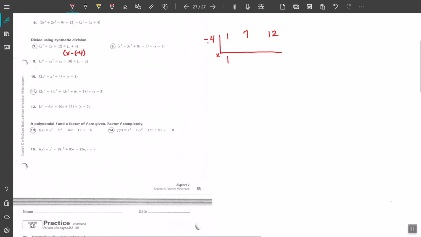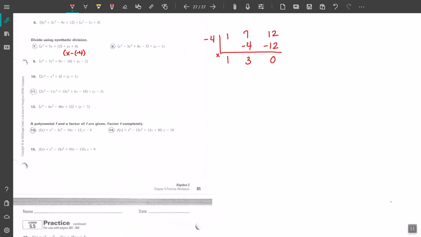So now I'm ready to start. Negative 4 times 1 gives me negative 4. I'm going to stick that under the 7. And I'm adding these up. So 7 and negative 4 give me positive 3. I'm going to go back, do the same thing. Negative 4, go around the corner, multiply by 3. That gives me negative 12. And when I add those together, I get 0. So that tells me that I'm not going to have a remainder. My remainder is actually 0 in this case.